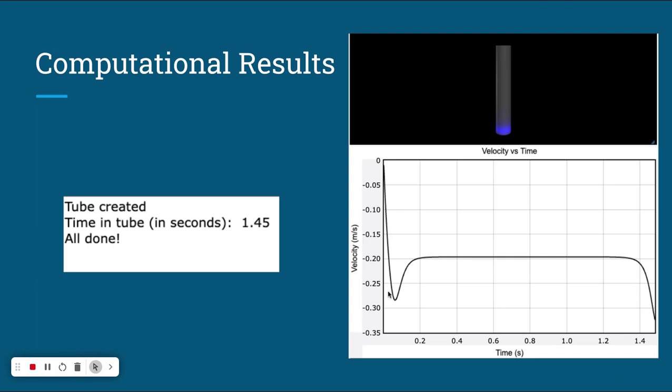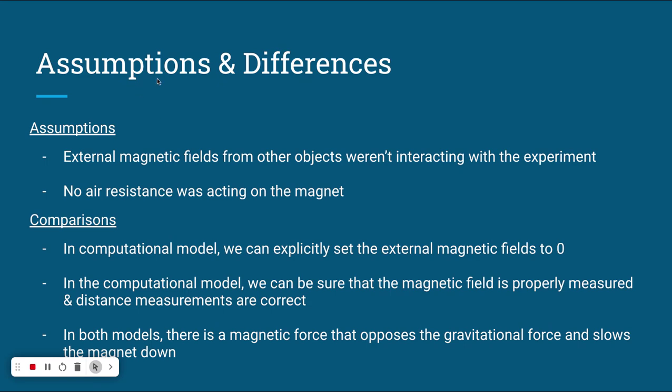Some results: this is a graph of velocity versus time for our magnet, and the computational model gave us an average time of 1.45 seconds. Some assumptions and differences. The assumptions we made were that external magnetic fields from other objects weren't interacting with the experiment and there was no air resistance.